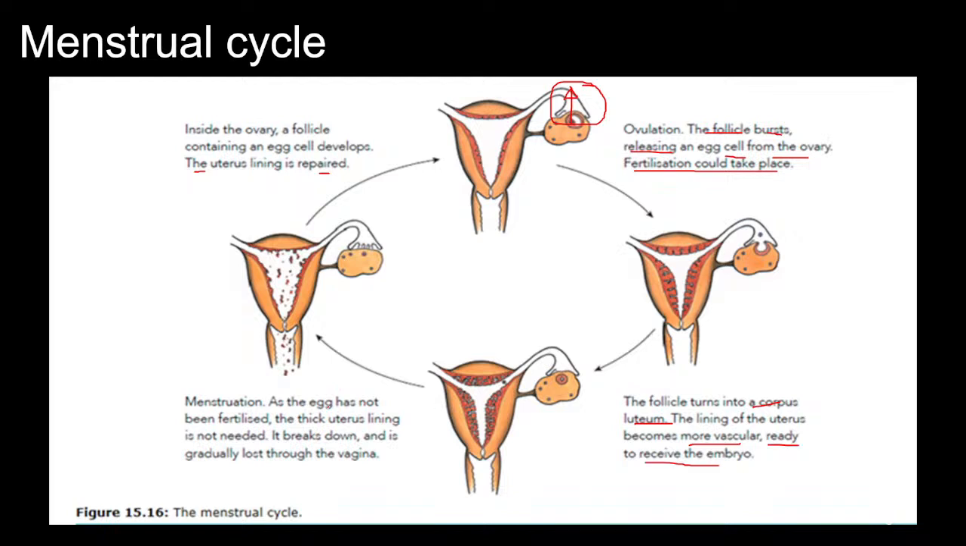Now, menstruation occurs if the egg has not been fertilized, the thick uterus lining is not needed, so it breaks down and is gradually lost through the vagina. So as you can see, it's breaking down and is being lost through the vagina. So yes, so now corpus luteum. So you can see the release of egg over here, formation of a follicle, and yeah.